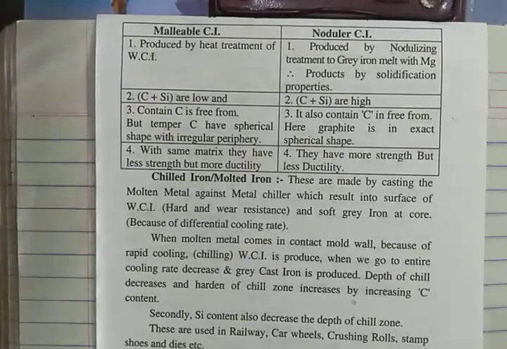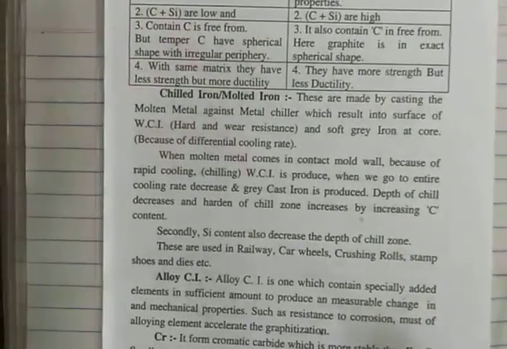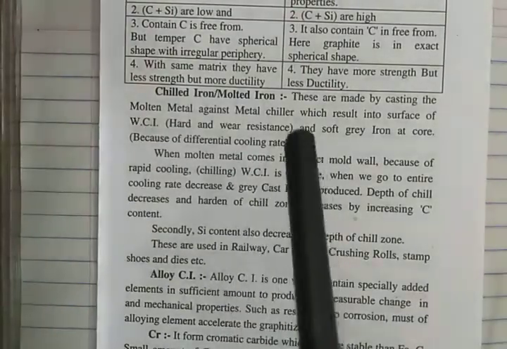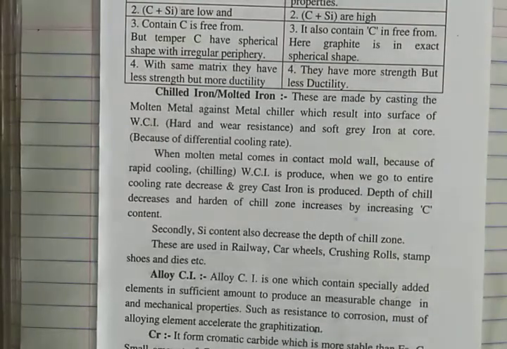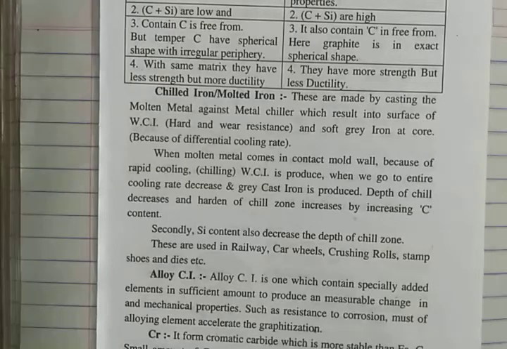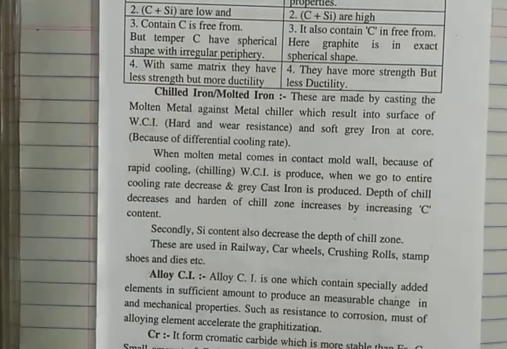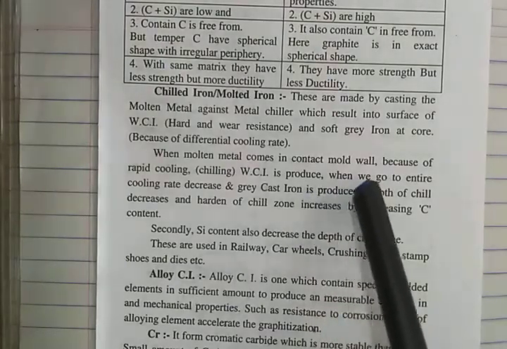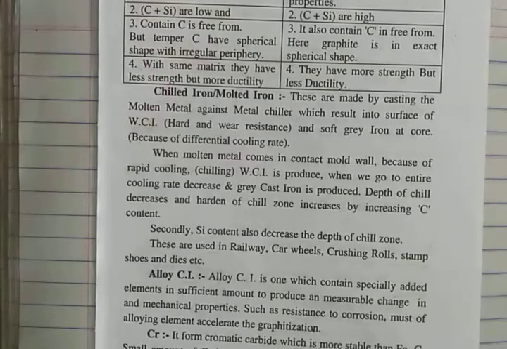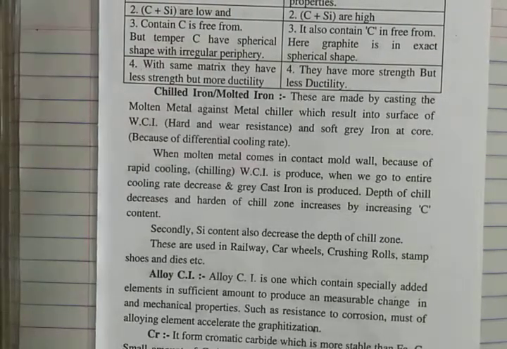Let us find out another part, that is the chilled iron. These are made by casting the molten metal against a metal chiller, which results in a surface of white cast iron that is hard and wear resistant, and soft grey cast iron at the core because of the differential cooling rate. When molten metal comes in contact with the mold wall, because of the rapid cooling or chilling, white cast iron is produced.